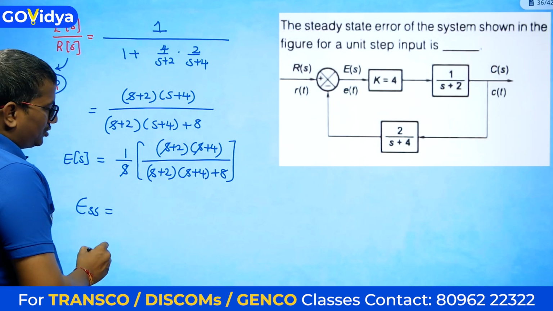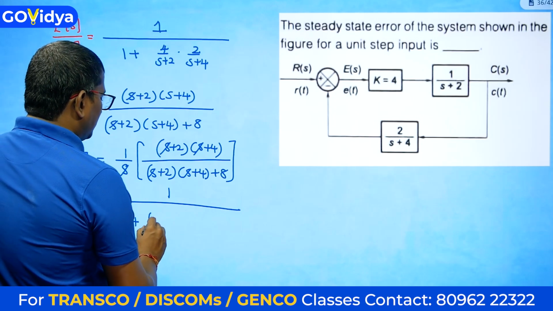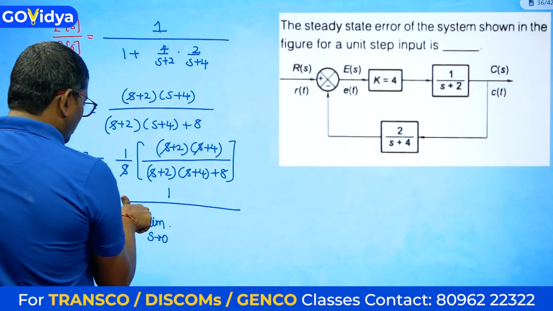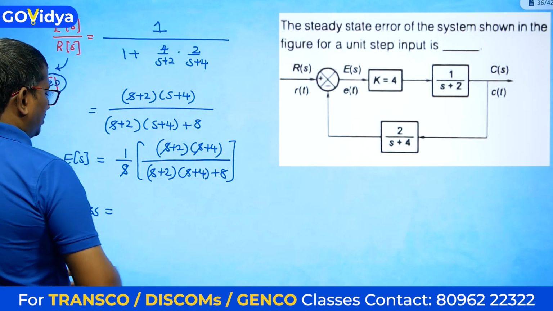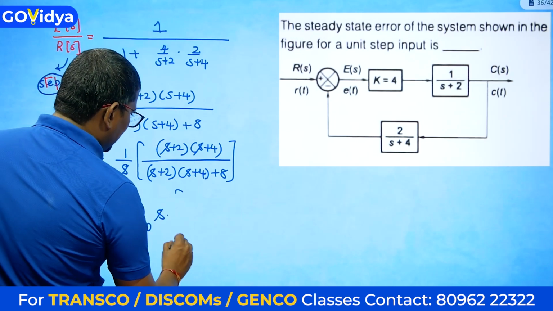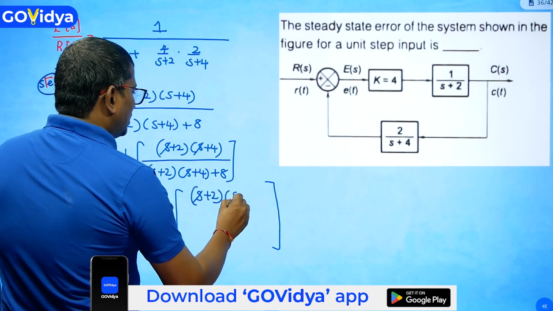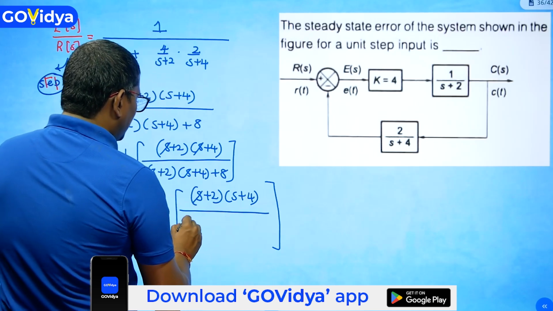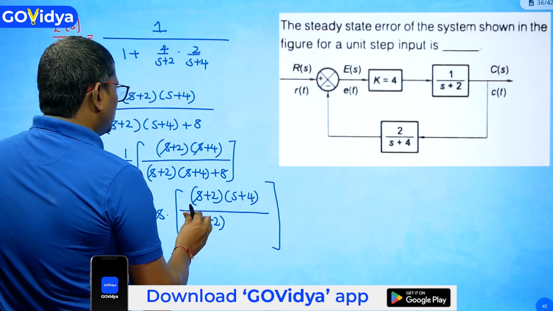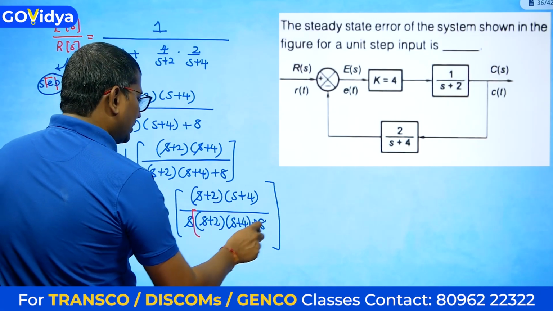Steady state error for step input is equal to 1 upon 1 plus limit S tends to 0. Or else you can write like this also. First you can take like this, limit directly you can put, limit S tends to 0, S into this entire thing. What is this entire thing? S plus 2 into S plus 4 whole divided by S into this entire thing, S plus 2 into S plus 4 plus 8, putting inside the bracket.